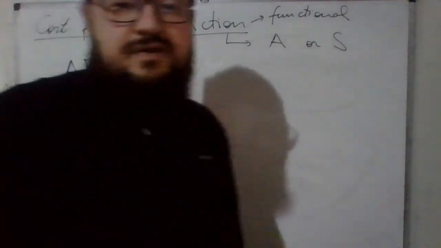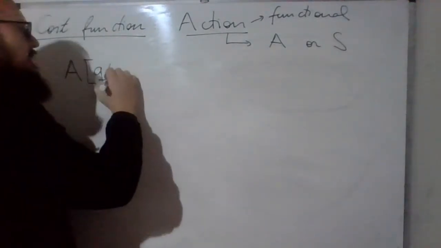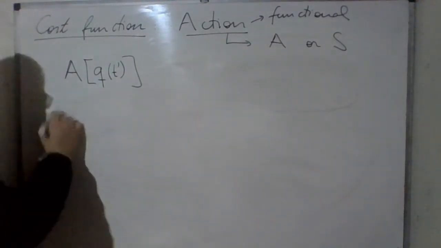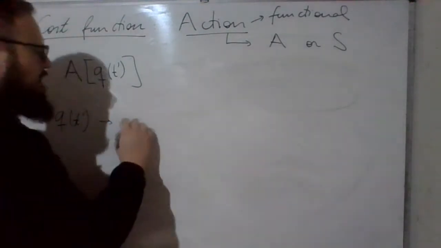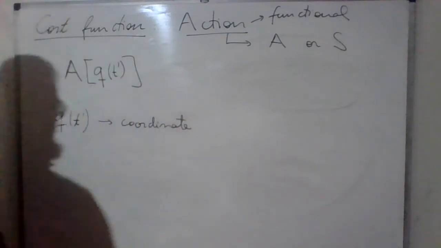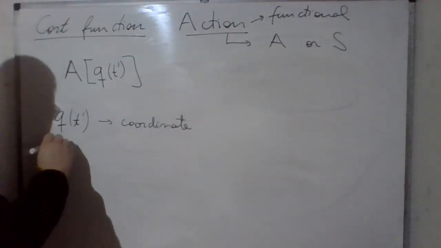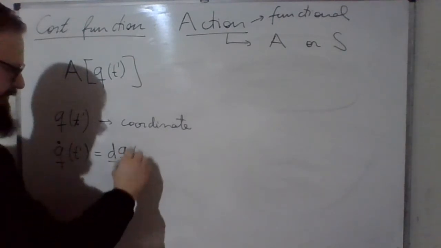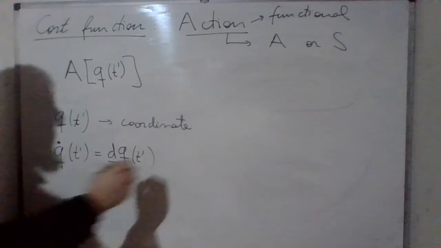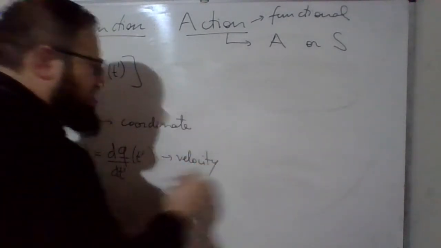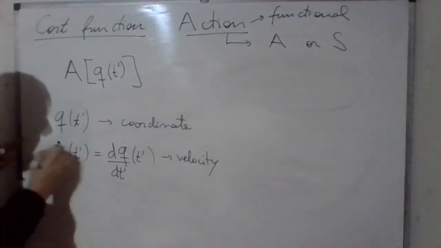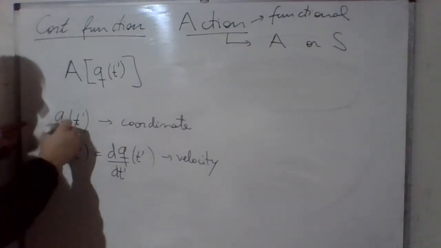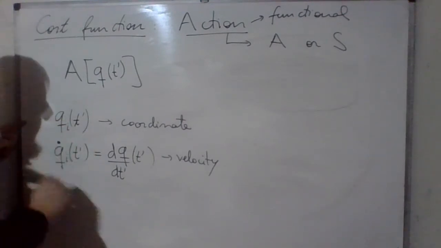Usually we use q to denote coordinates, which depend on t. I will use t prime here. All right, t prime. So q of t prime is a coordinate, and q dot, depending on t prime, is just the derivative of q with respect to t prime, and it is a velocity. Of course, this could be a vector, so this is a velocity vector, and I could write it as q with a subindex y to denote the component, and the velocity with subindex y.